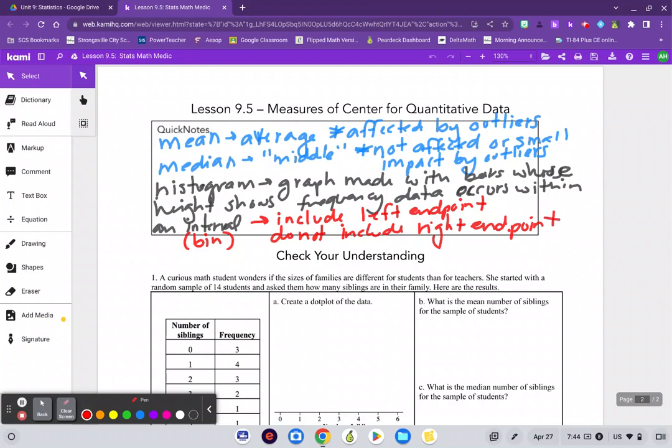All right, so your job is to work through the check your understanding. We will work through the practice at some point in class as well. And if you have any questions, let me know.